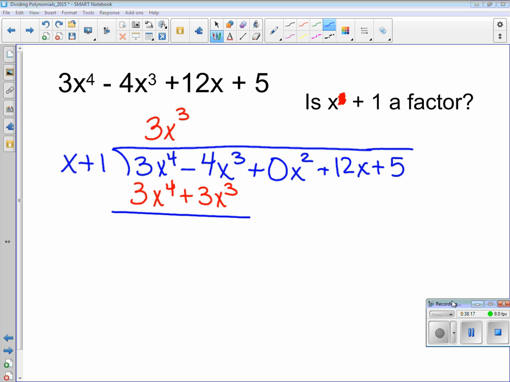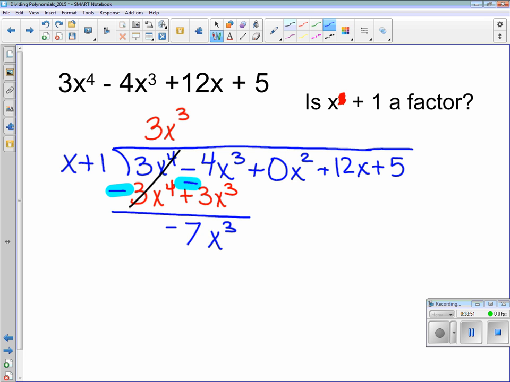Here's a step everyone forgets. Change the signs. I'm going to highlight them to remind me. The first ones will always cancel, which is why they have opposite signs there. That cancels. Negative 4 and negative 3 is negative 7x to the 3rd.